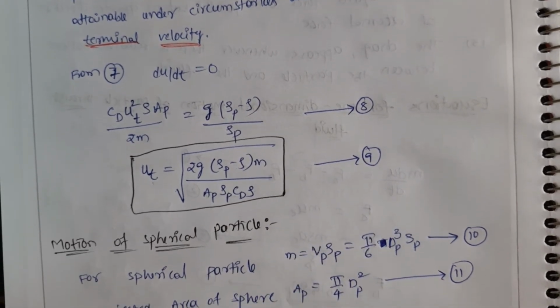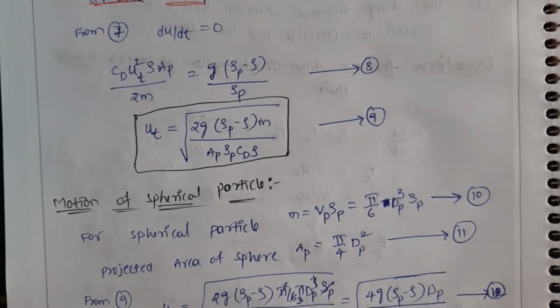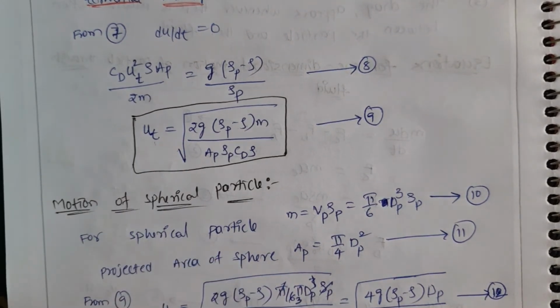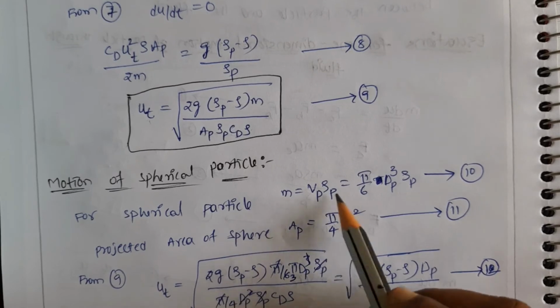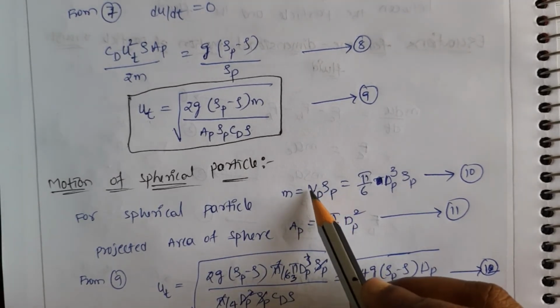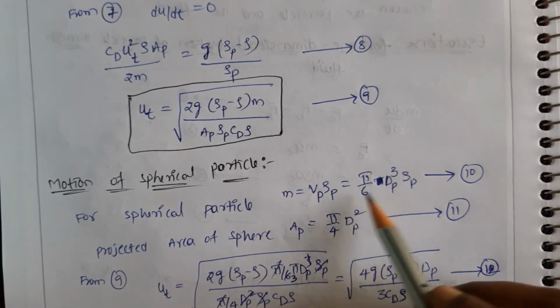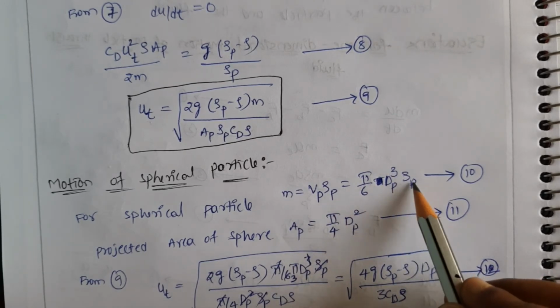So for example, I have considered the particle is a spherical particle. In such case, we can calculate how this terminal velocity will be. The mass of the spherical particle is the volume of the spherical particle times the density of the particle, right? Since it is spherical in shape, the volume of the particle is 4 by 3 pi r cube, in terms of diameter pi by 6 dp cube into rho p, right?